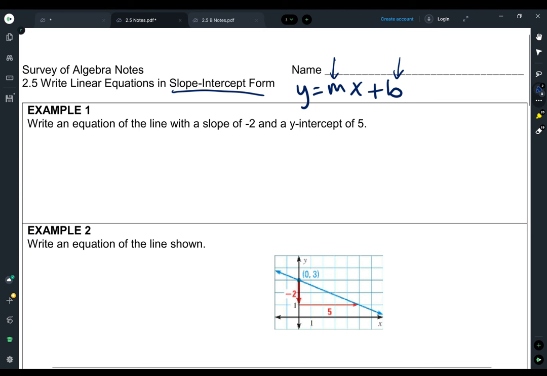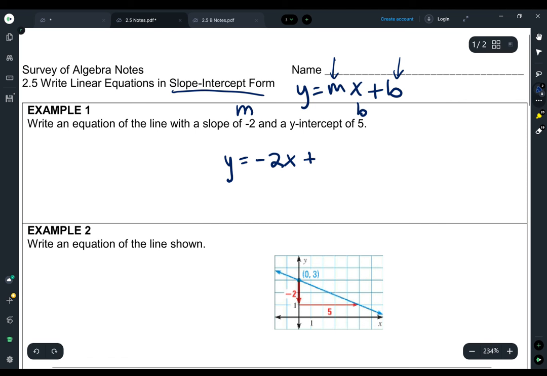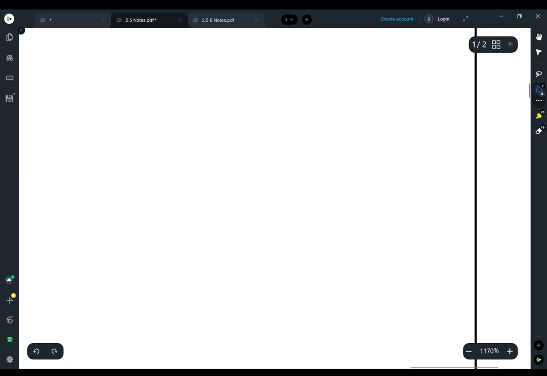So for example 1, it says our slope is -2 and our y-intercept is 5. So that means m is -2 and b is 5. And so all I'm going to do is use y equals mx plus b. I'm going to write y equals, instead of an m, I'm going to write my slope, which is -2. So -2x. And then instead of b, I'm going to write the y-intercept, which is 5. So -2x plus 5. And now I have an equation for a line.